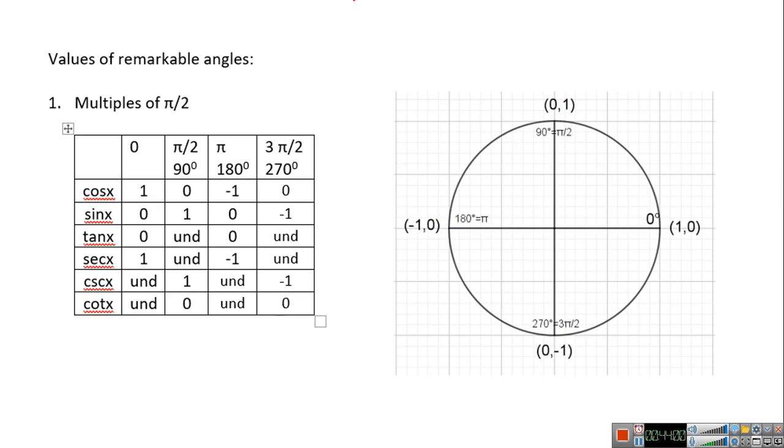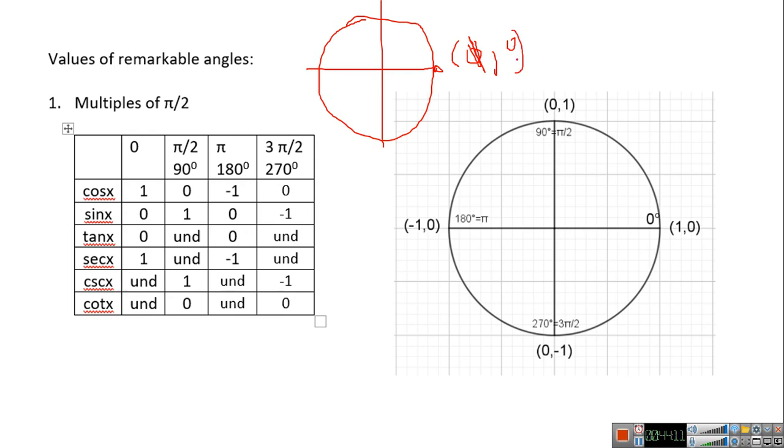So if you have a circle, 0 degree is here. This point has 1, 0. So cosine 0 is 1, sine 0 is 0. This point here is 0, 1. So this point is 90 degrees. Cosine 90 is 0, sine 90 is 1.